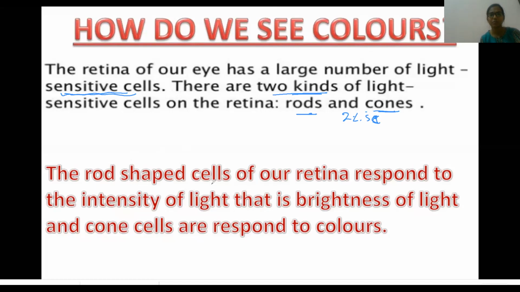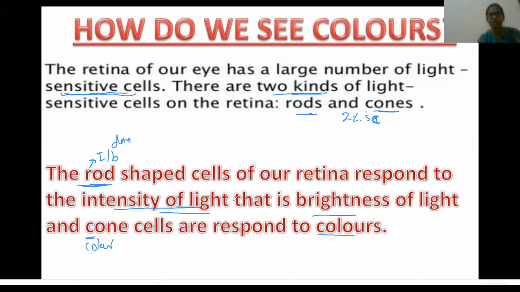The rod shaped cells of our retina respond to the intensity of the light. See here, the rods respond to highly intense light and the brightness of the light, and the cones are responsible for the colors. Remember, C for color, and rod is not color, that is intensity and brightness. That is why in dim light they are able to see, they have more rods.